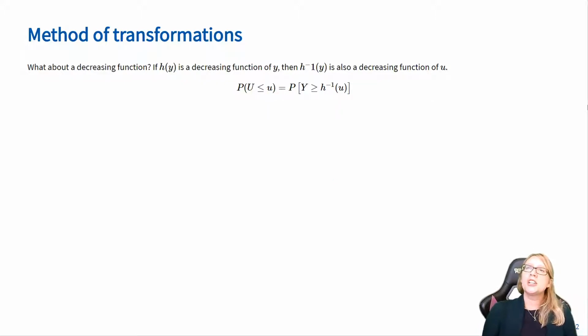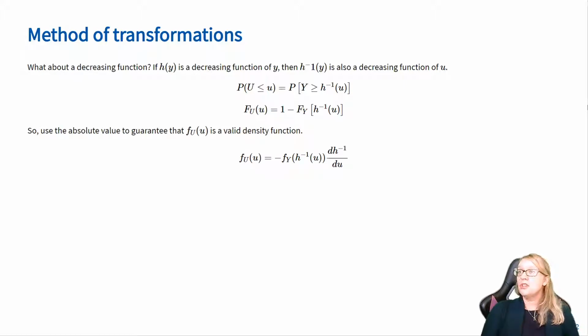Now, if we have a decreasing function, then it turns out that the inverse function, h inverse, is also a decreasing function. So this changes things just a little bit. So we say that the probability that capital U, or the big U, is less than little u, is the same as the probability that Y is greater than or equal to the inverse function. Again, because the inverse function is a decreasing function. So then our CDF is 1 minus the CDF of Y evaluated at the inverse function of u.